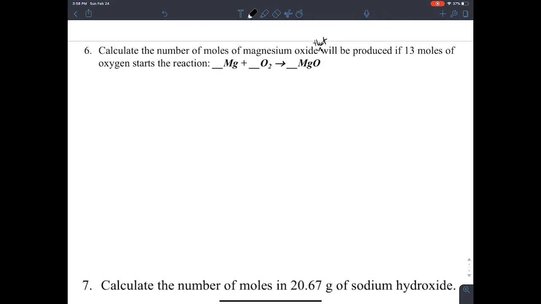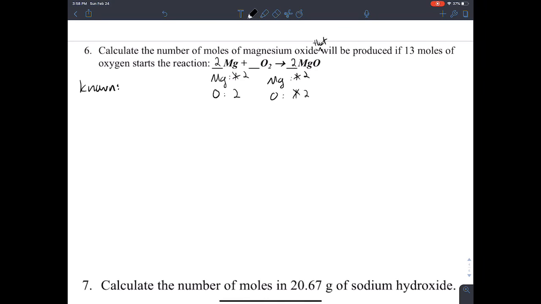Okay, so again, we have to balance this reaction. First step out the gate. We have magnesium, oxygen, magnesium, oxygen. Here we have 1, here we have 2, here we have 1, here we have 1. So I'm going to need a 2 out here. It's going to change these both to 2, so I'm going to need to put 2 here. Okay, now it's balanced.